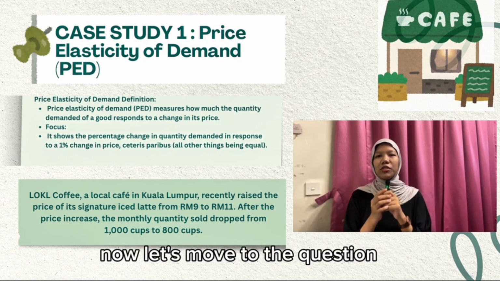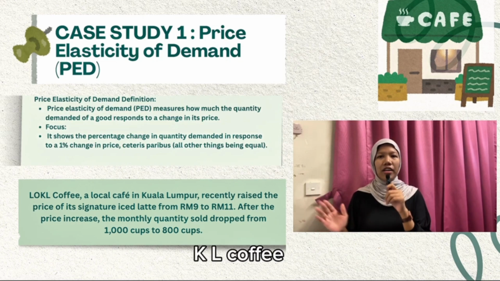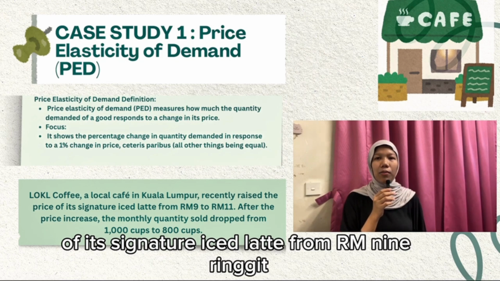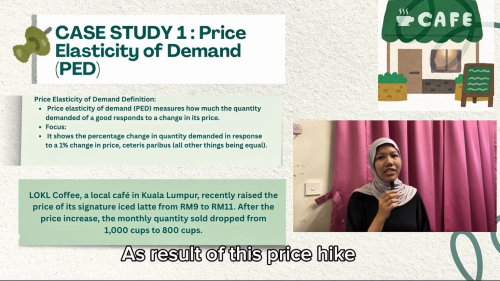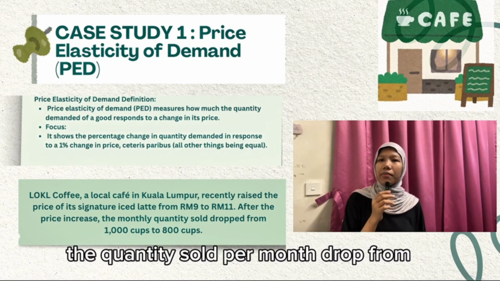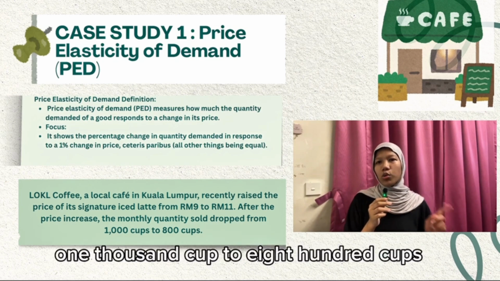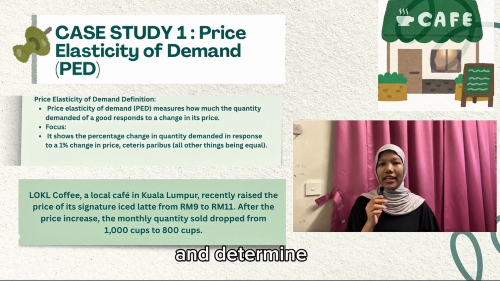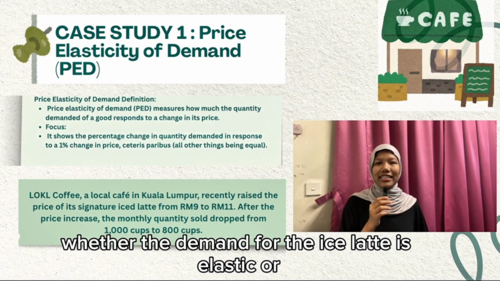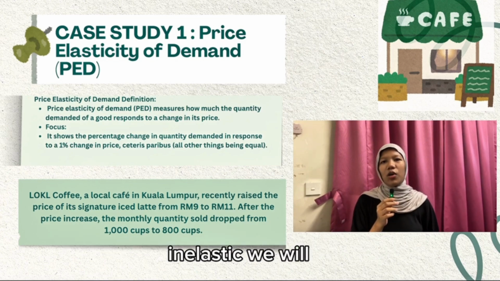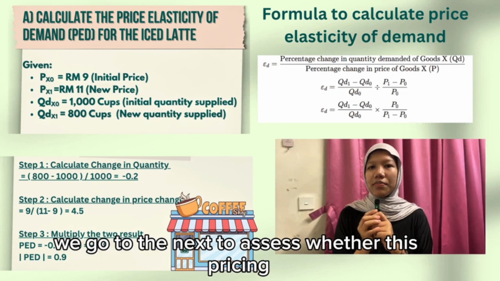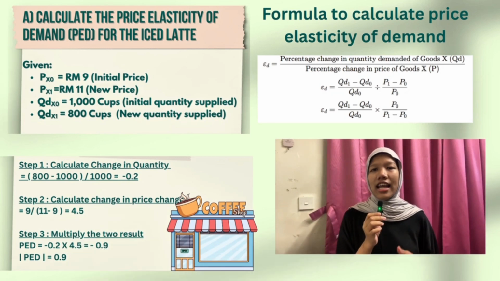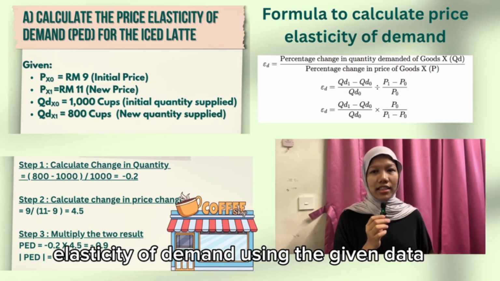Now, let's move to the question. LOKL Coffee, a local cafe in Kuala Lumpur, increased the price of its signature iced latte from RM9 to RM11. As a result of this price hike, the quantity sold per month dropped from 1,000 cups to 800 cups. This change in both price and quantity allows us to calculate the PED and determine whether the demand for the iced latte is elastic or inelastic. To assess whether this pricing decision was appropriate, we calculate the price elasticity of demand using the given data.